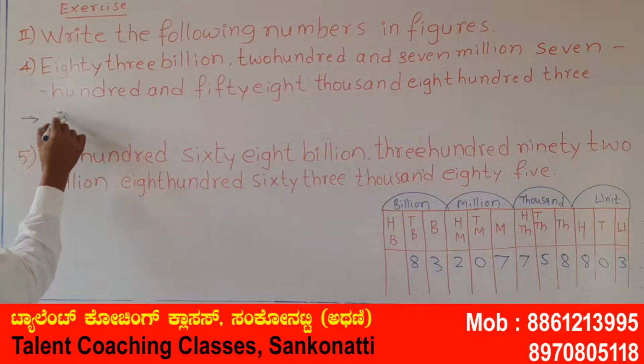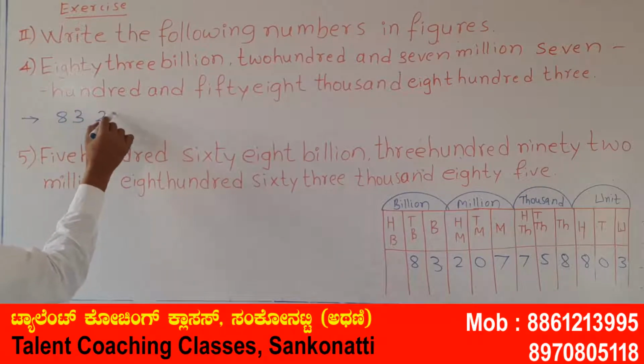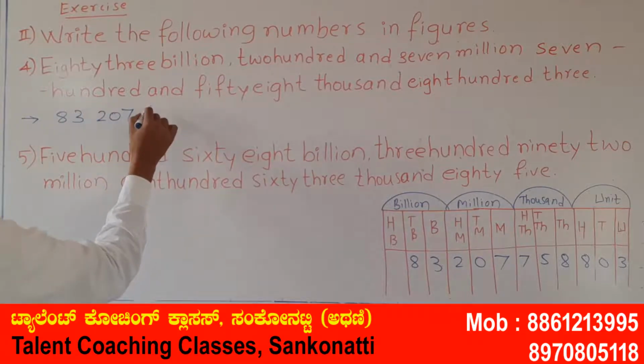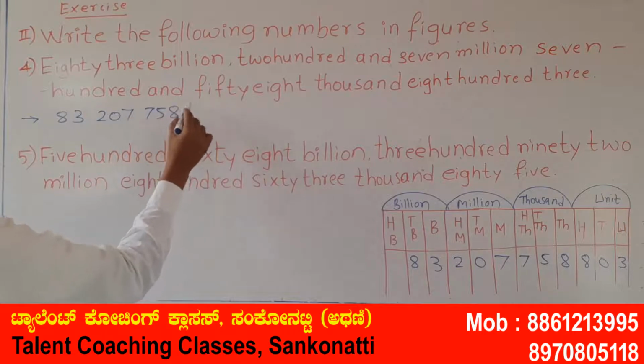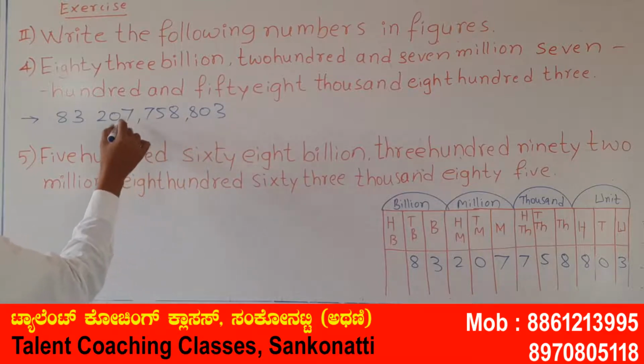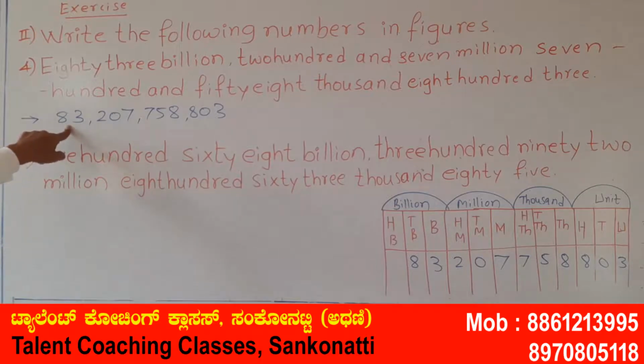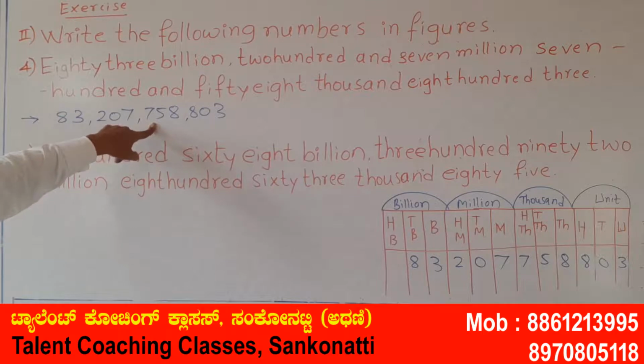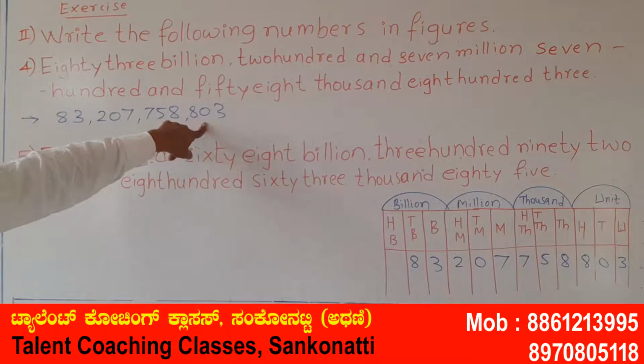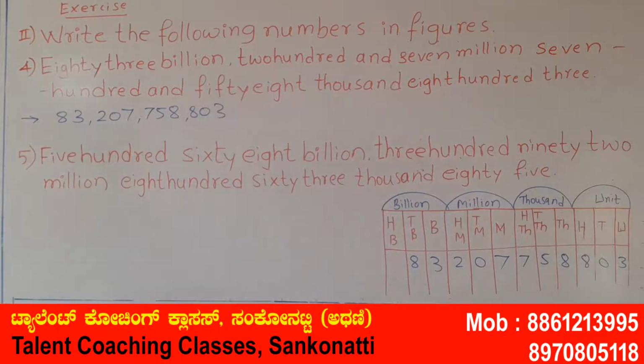Right here, 83,207,758,803. Unit, 10, 100, 1000, 10,000, 100,000, million, 10 million, 100 million, billion, 10 billion. 83 billion, 207 million, 758,803. Now this one can be written here in the place value chart.